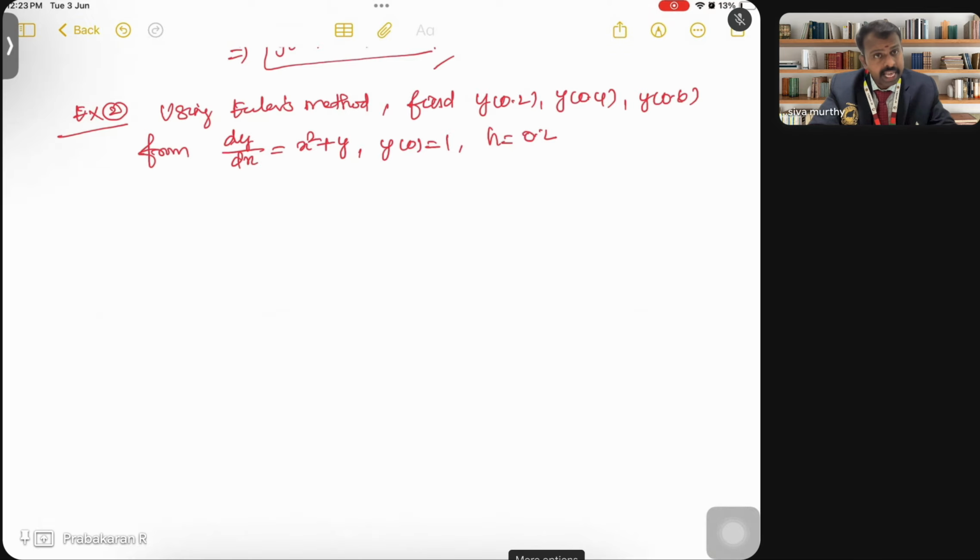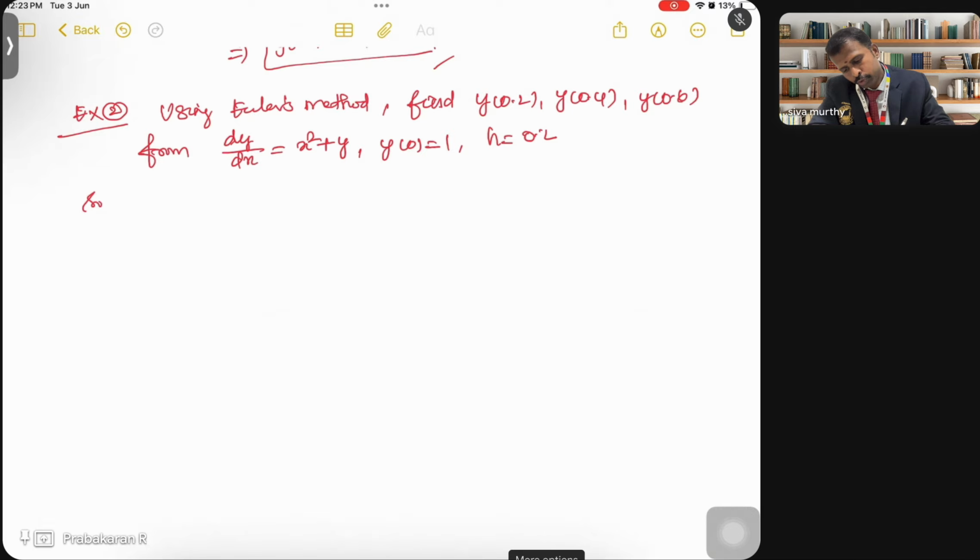Here they are directly given for the difference 0.2, because here they are asking y of 0.2, 0.4 and 0.6. See the difference between these points. So 0.2 and 0.4 means h equal to b minus a, already I said, right? So h equal to 0.4 minus 0.2, we get 0.2 only. See the difference for all the terms, we get h equal to 0.2. At the same time, in this particular problem, they are given directly for h equal to 0.2, right?